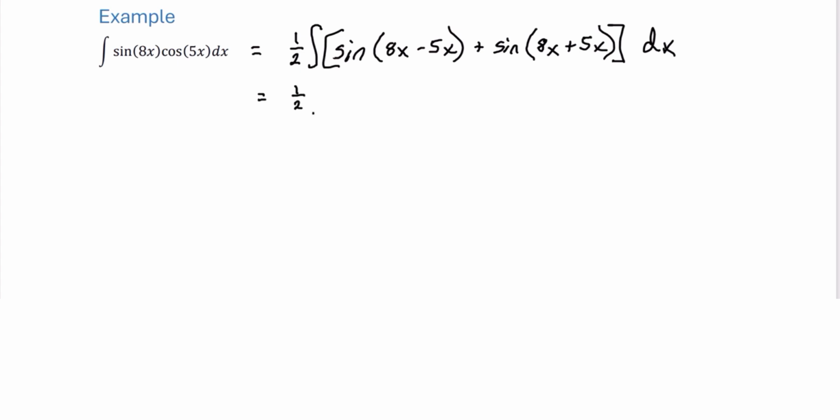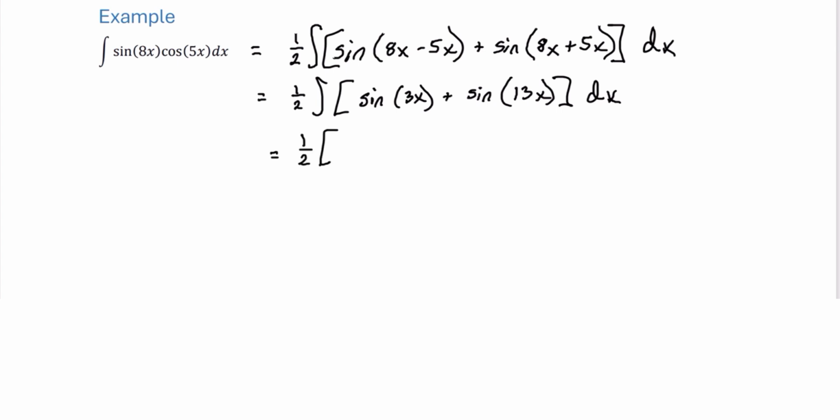1/2 integral of sine of 3x plus sine of 13x dx. At this point, we'll do the integration. I'm going to keep 1/2 on the outside. And to integrate sine of 3x, you might be able to do that automatically, but I'm going to show the side work off to the side here.